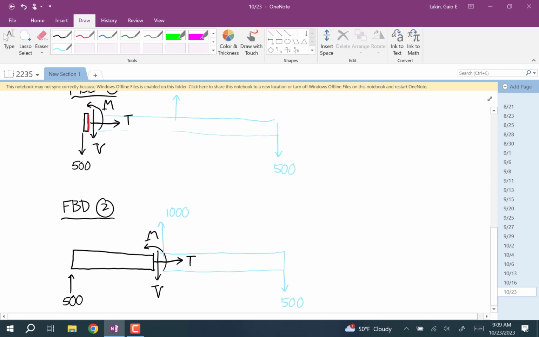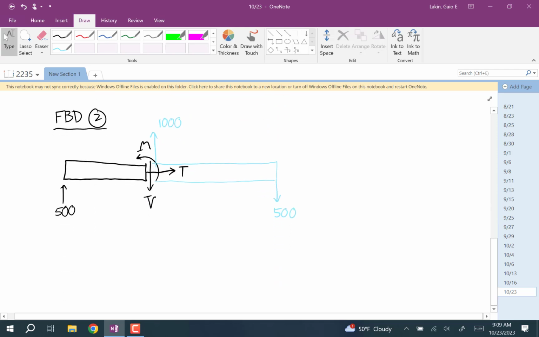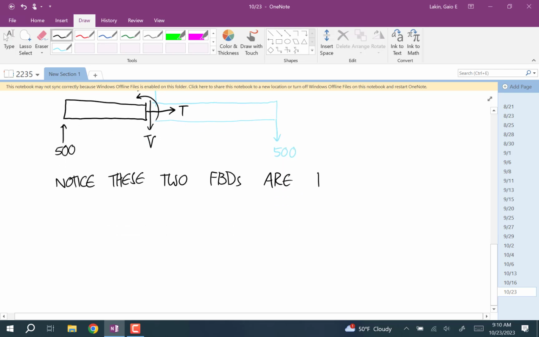And so look at those two free body diagrams and notice that they have a qualitative similarity. Notice these two FBDs are really the same, except for the length of material we're considering.